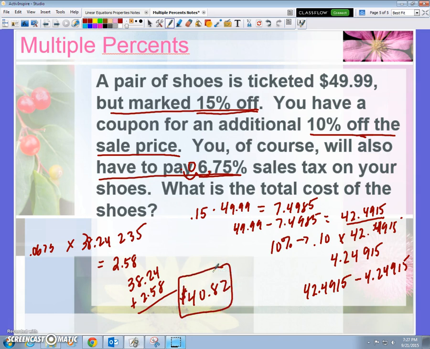All right, so the big idea here is I want you to remember you can't combine the percents together. You can't add the 15, the 10, and the 6.75. It's not going to be the same answer. So you have to do each one separate. So it's just a combination of markups and markdowns, which we've been practicing for a while now. So hopefully you can find multiple percents or markups or markdowns.